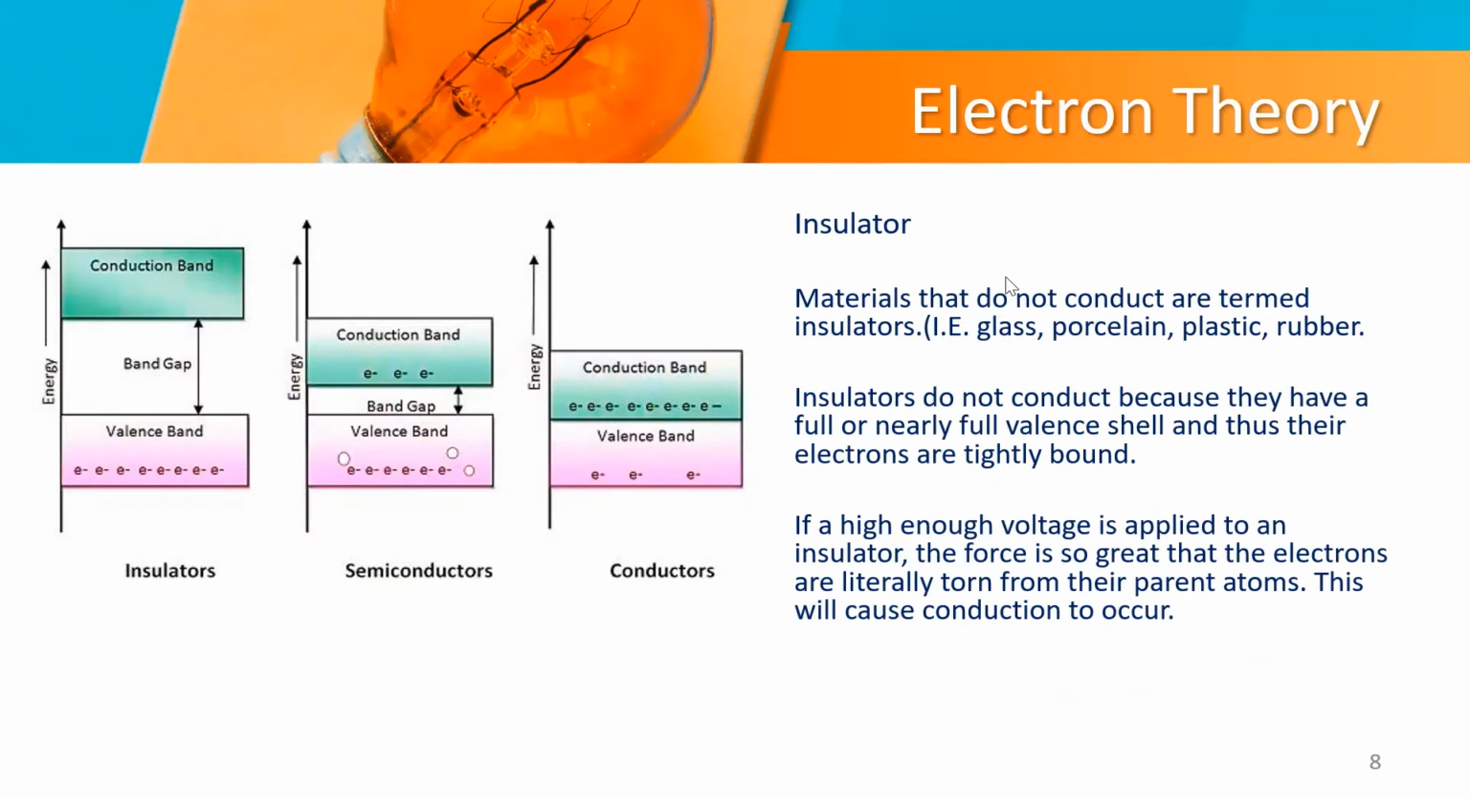Now, let's discuss the insulator. Insulators are materials that do not conduct electricity. The primary examples are glass, porcelain, plastic, and rubber. And insulators do not conduct because they have a full or nearly full valence shell, and thus the electrons are tightly bound together. If a high voltage is applied to an insulator in such a way that the force is so great, the electrons will be torn apart from their parent atoms, and this will cause conduction to occur. This happens in an arc flash in electricity.